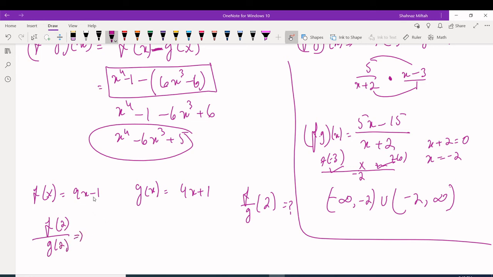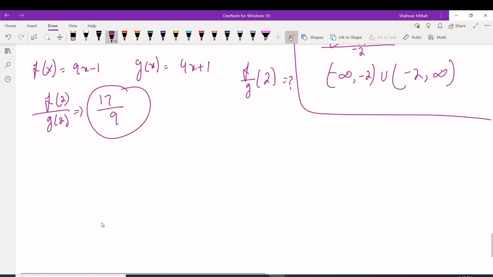9 times 2 is 18. 18 subtract 1 is 17. For g of 2, 2 times 4 is 8. 8 plus 1 is 9. So 17 over 9 is my answer. So this is how the division is going to go. It's not that hard at all.